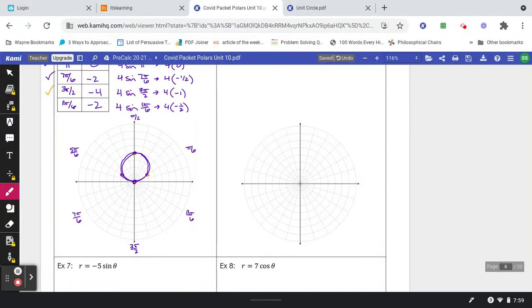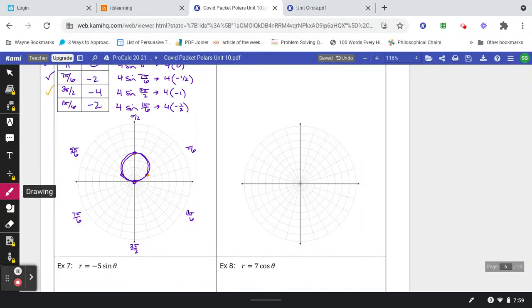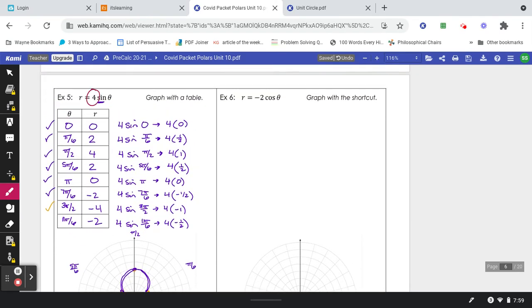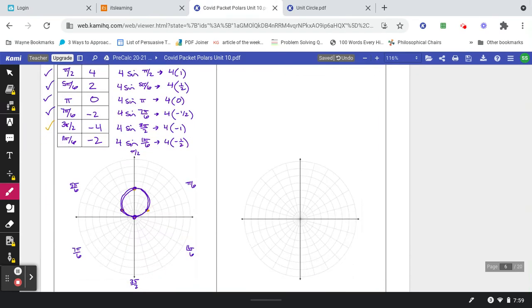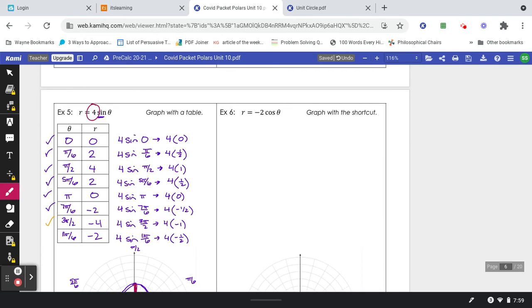As we look at the shortcut now, we know what shape it makes, but there's got to be a faster way to do it. Here's what I want you to notice. First of all, the 4, that's this distance right here. That's the diameter. So the first number is the diameter. As we look at this next problem, 2 is the diameter.